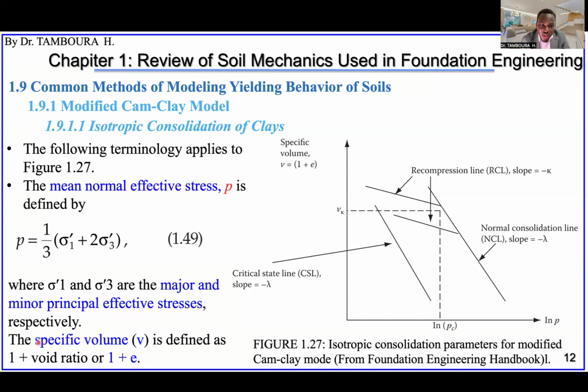Okay, and specific volume V, this V here, you see how the V is related to the void ratio. In 3 dimension, we will do 1 plus e. This is the volume, 1 plus the void ratio, 1 plus e, instead of, in the previous 1 dimension, we have only e. See?